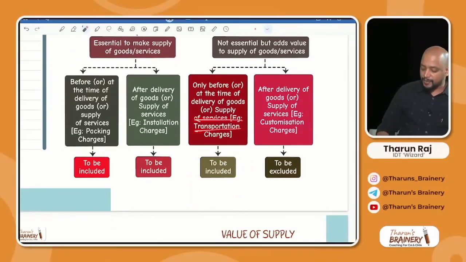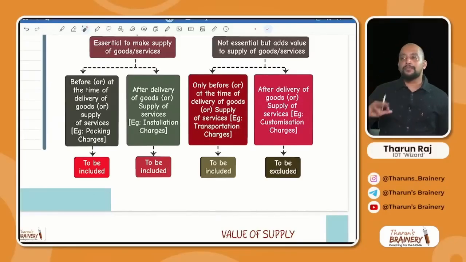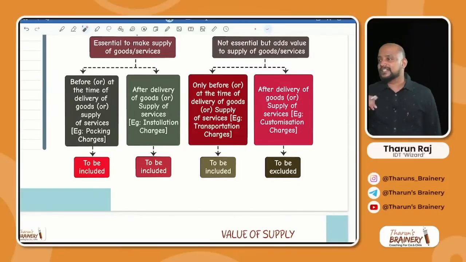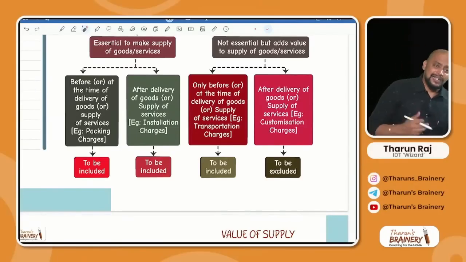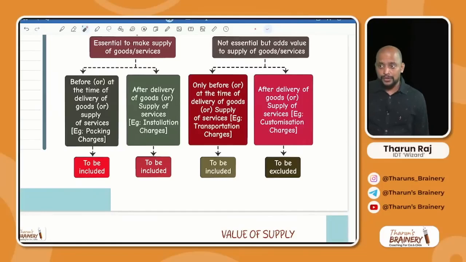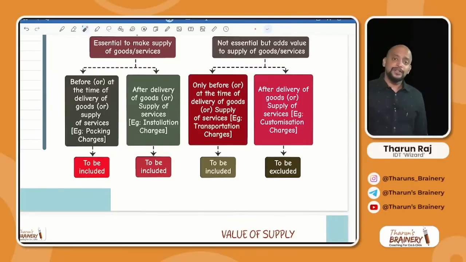For example, transportation charges. You placed an order in Blinkit to deliver one product. Now Blinkit will charge delivery charges, some 30 rupees. Is this delivery charge incidental or others? Even without that, the product is ready, correct? Delivery is not mandatory. Sometimes they give free delivery also. If you buy for more value, they will give free delivery.